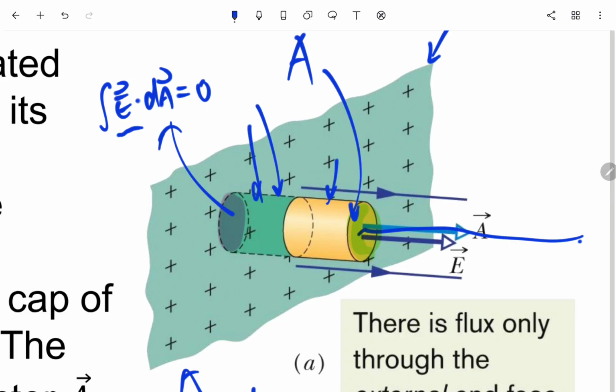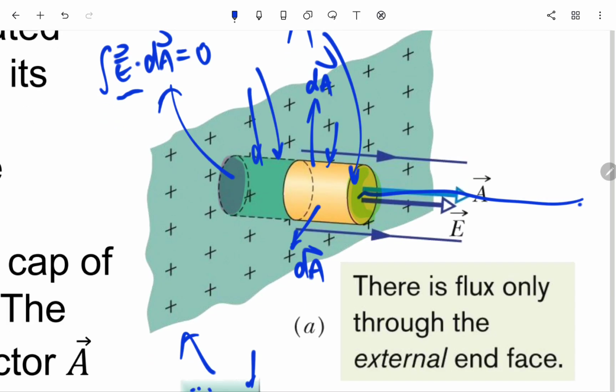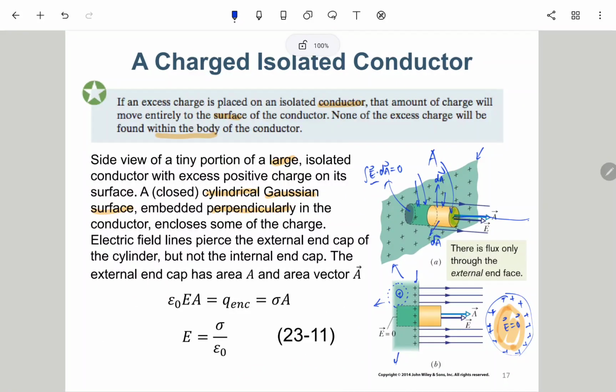For the side plane, half of it is inside and half of it is outside. For the inside part, E still equals 0. For the outside part, even though E is not 0, it is perpendicular to dA. dA is like this, dA is like this, so it is all the way perpendicular to the E field. So for the side plane, even outside the conductor, the total flux will be 0. The only remaining part is that part.